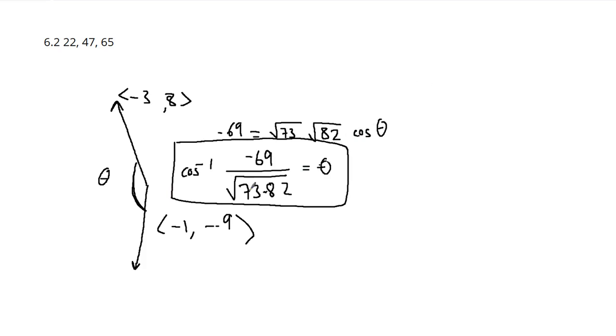47. So 47 is braking force. A 2,000-pound car is parked on a street that makes an angle. I'm going to skip 47. Wait, actually, should I? No, I'm not going to skip 47 because it's actually important.